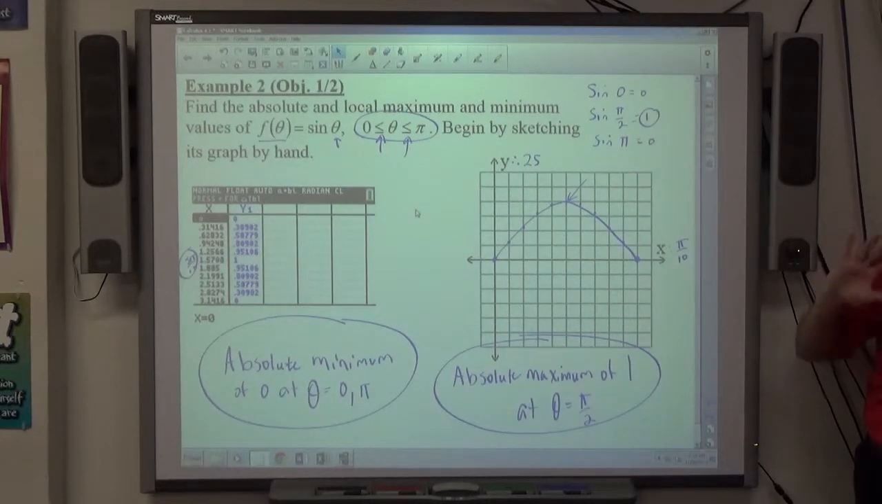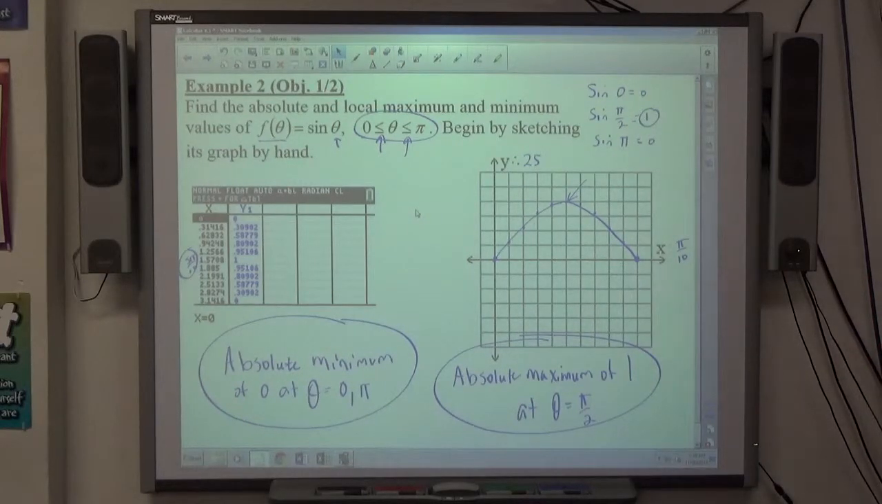So once again, no calculus involved here. I simply use my calculator to graph. I use my eyes to see the highest and lowest points, identified what they are. Okay, so everything you're doing right now is going to be based on your skills in other math classes you've had so far.